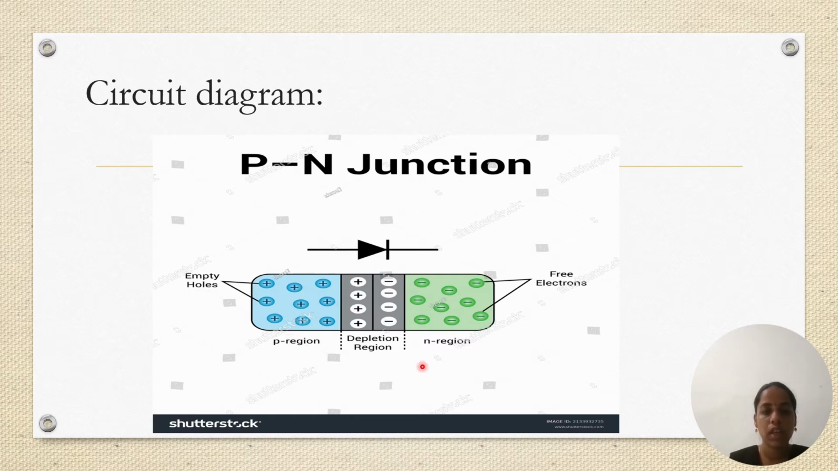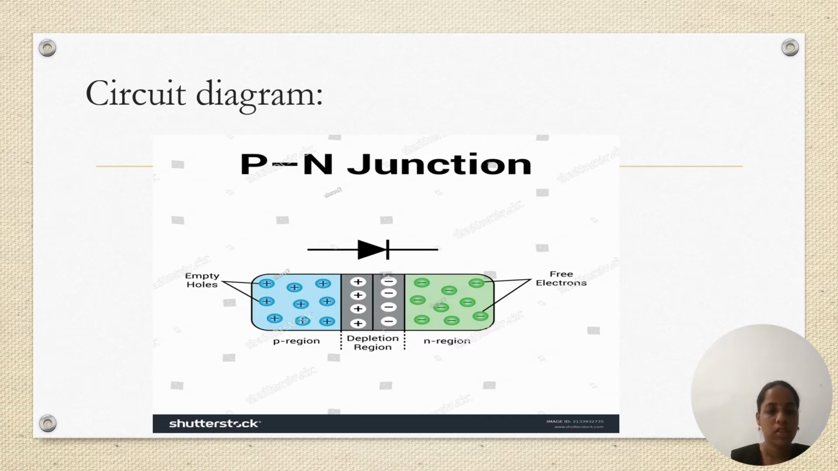Both P and N regions are formed in PN junction diode. In the P region, holes are formed and in the N region electrons are formed. These two are empty holes. These two are free electrons. Between P and N regions, depletion region is formed. Means holes and electrons are formed in this depletion region.